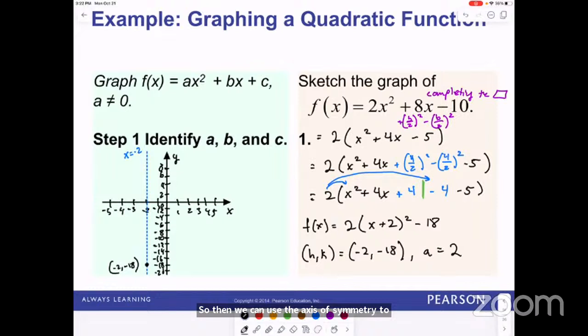Let's see what happens when x is 0. When x is 0, the corresponding y is negative 10 from the original. So we got 0, negative 10. When we went 2 to the right, we were at negative 10, so when we go 2 to the left, we should also be at negative 10. That's negative 4, negative 10.